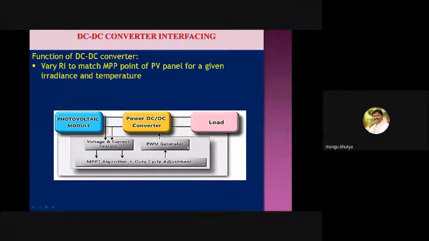For that you require a charge controller. You might have also heard of the MPPT charge controller, but both are independent. Charge control is related to the battery, and MPPT, maximum power point tracking, is related to your panel, module or PV source. But both functions at a time you cannot do. Please pay attention, this is very important.